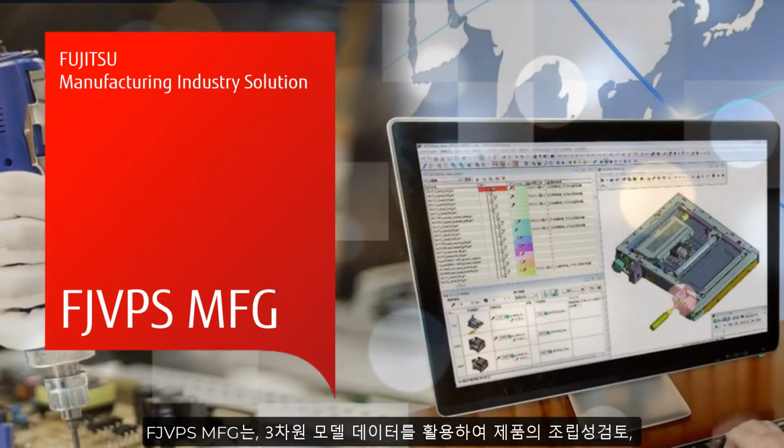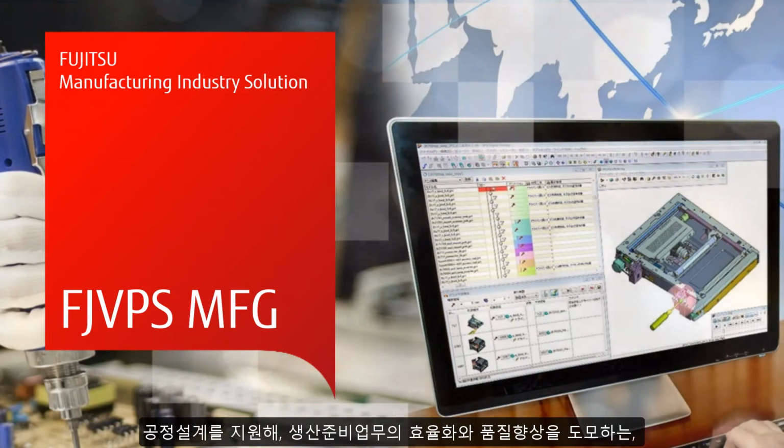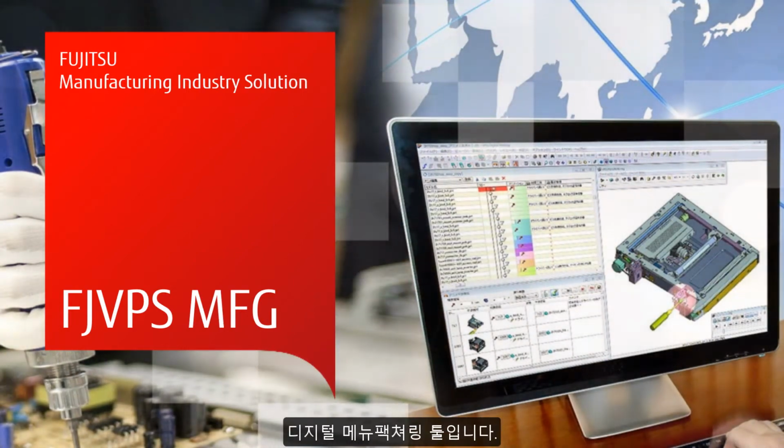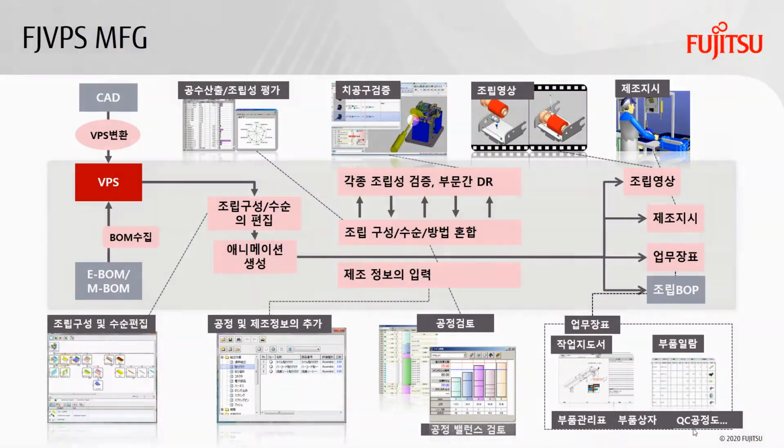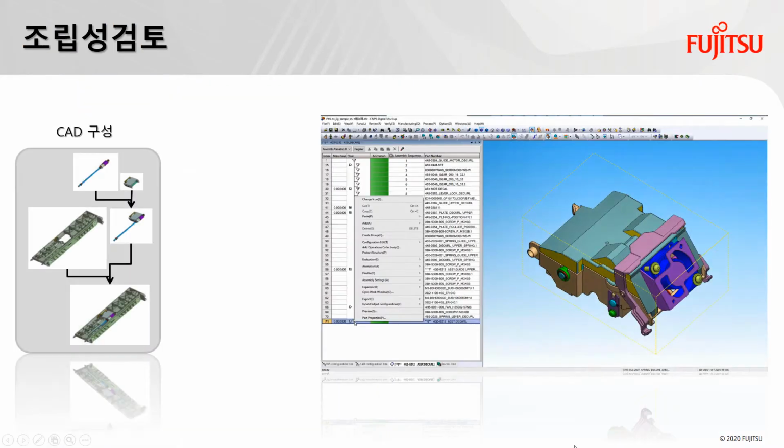Fujitsu Manufacturing Industry Solution, Fjvps MFG is a digital manufacturing tool that utilizes three-dimensional model data to support product assembly verification and process design, to improve the efficiency and quality of production preparation work. Now, let's take a look at the functions of Fjvps MFG, which covers the entire production preparation work.